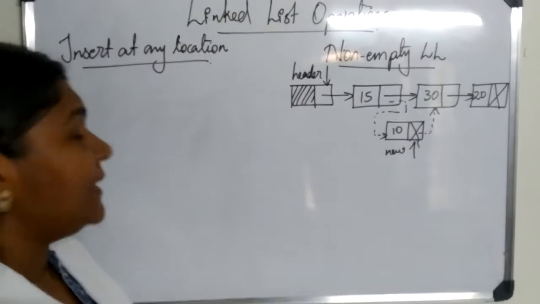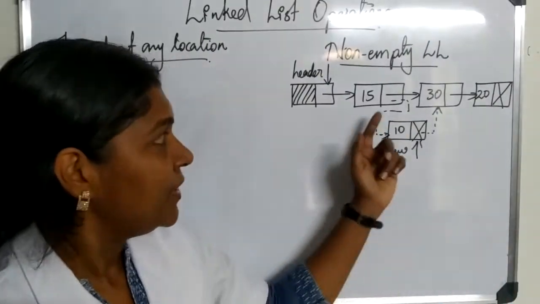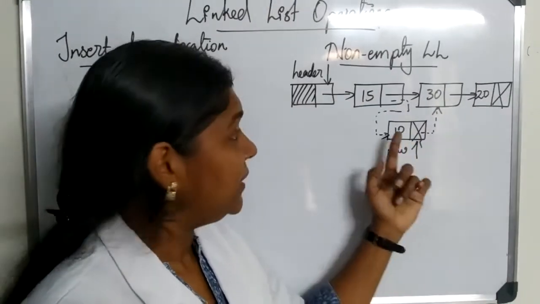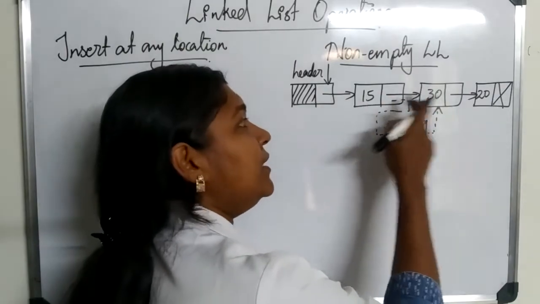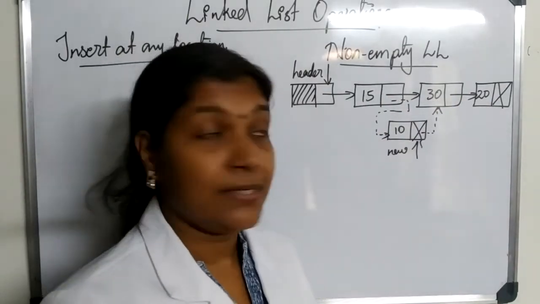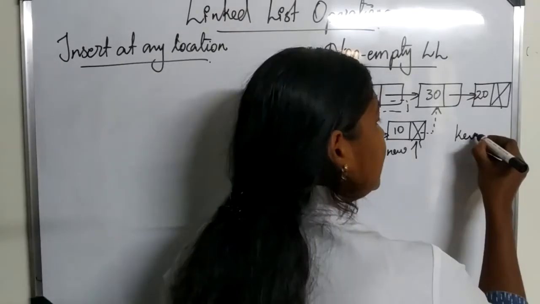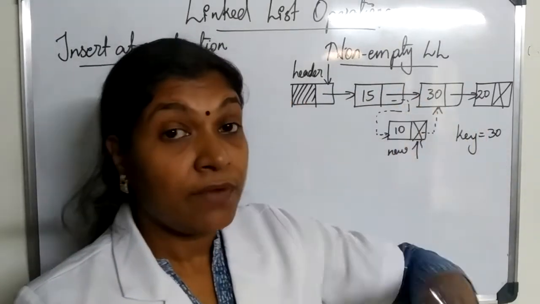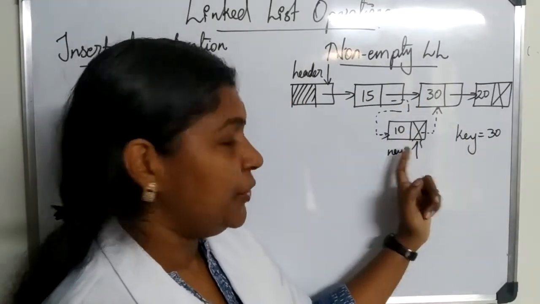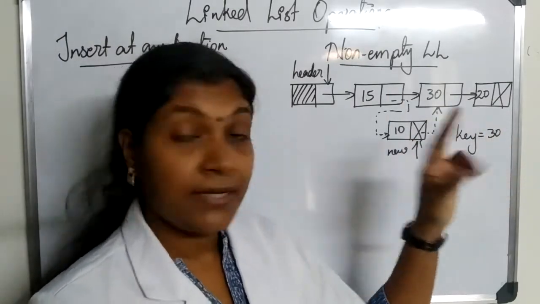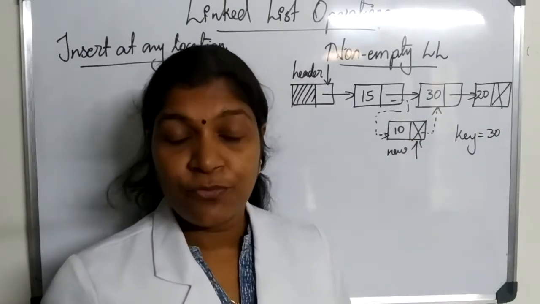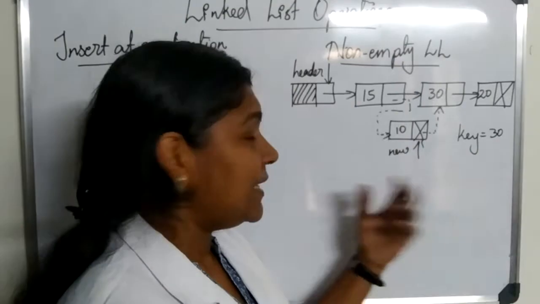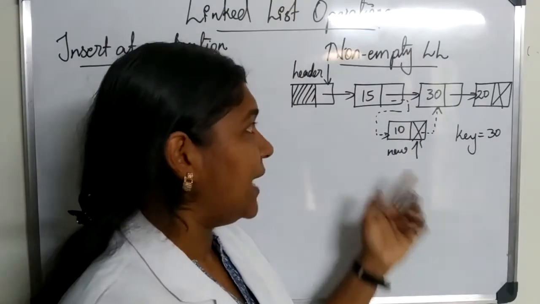So for inserting at any location, we were considering this diagram. Right now we are about to insert this new node with value 10 in between 15 and 30. That is, our key value is 30. I already mentioned that in insert at any location, other than the data for the new node, we would be entering one more piece of information: the key value, before which element you would like to insert the new element. So the program should ask us, and then we should enter the key element.